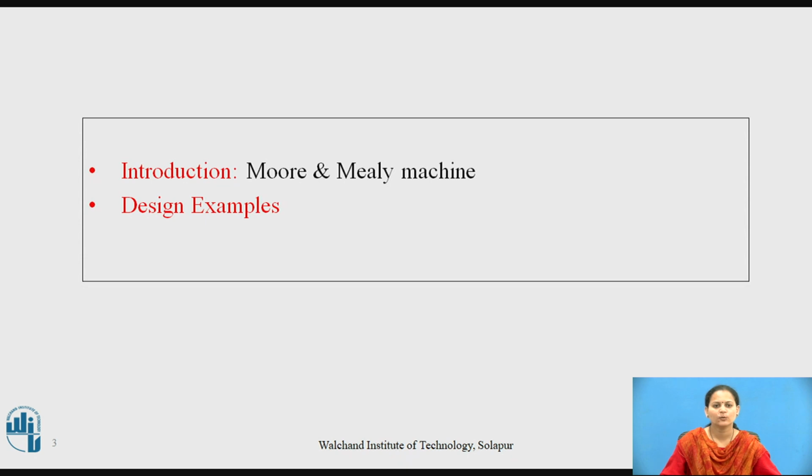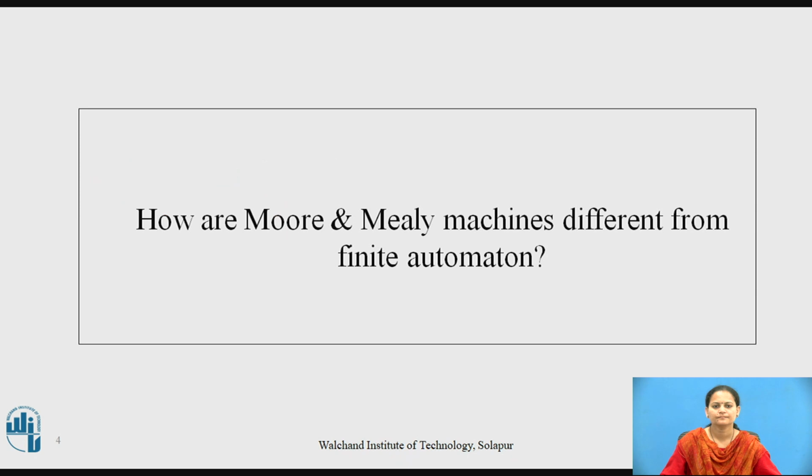The contents that we are going to cover are an introduction to Moore and Mealy machines, followed by design examples for each of these. Having learnt about finite automata earlier, let's pause the video for a while and try to answer this question: how are Moore and Mealy machines different from finite automata? At the end of this video, we are going to find out the major difference between these two types of machines and the finite automata that we have already learned.